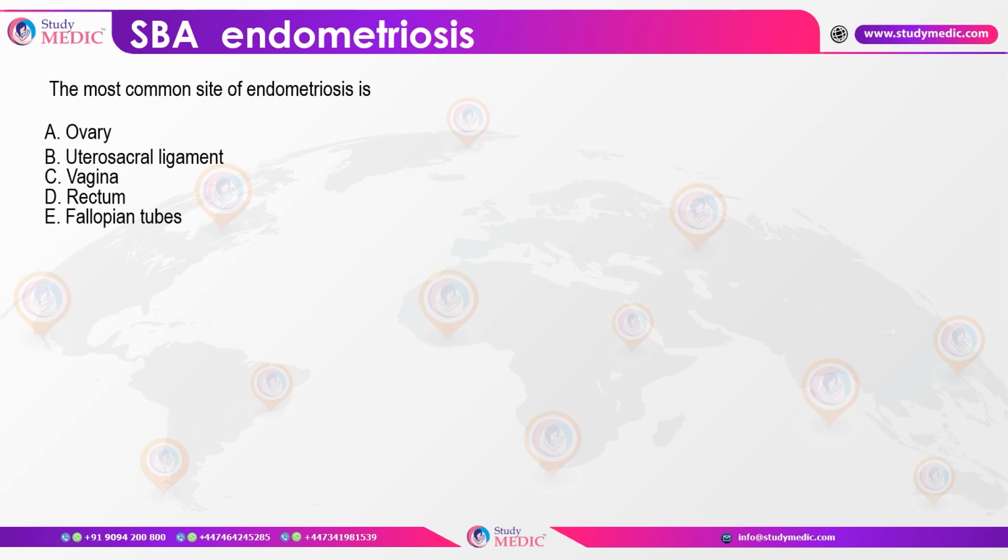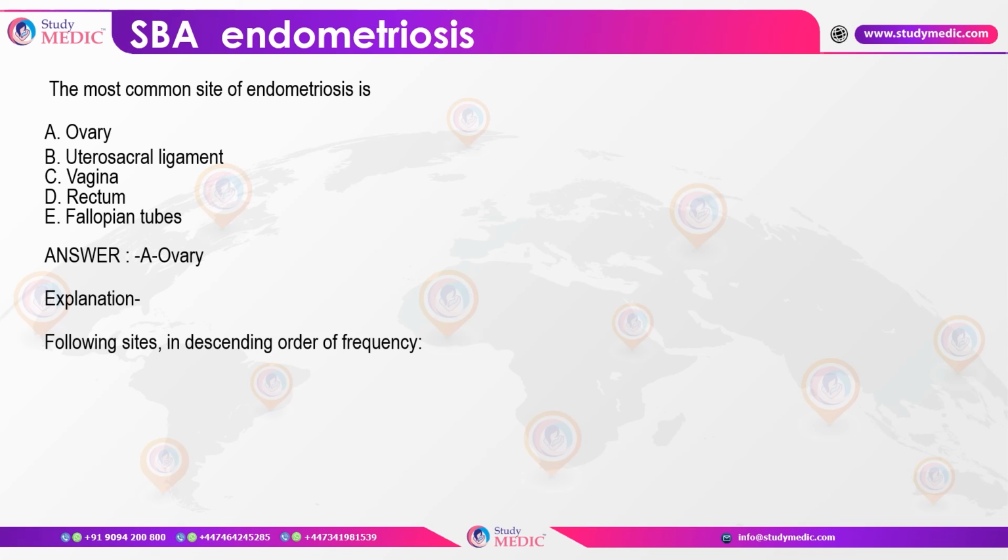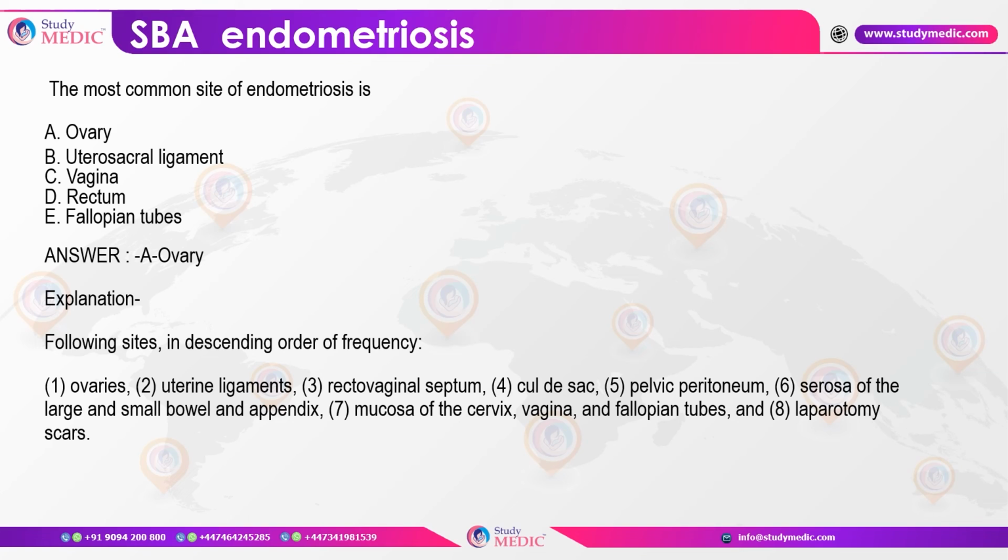Now next, in benign gynec disorders, endometriosis is again a very favorite topic. The commonest question asked is, which is the most common site of endometriosis? Remember, it is the ovary. In descending order of frequency, you can get endometriosis in the uterine ligaments or the uterosacral ligaments, then the rectovaginal septum, the cul-de-sac, pelvic peritoneum, serosa of large and small bowel and appendix, mucosa of the cervix, vagina and fallopian tubes, and laparotomy scars.